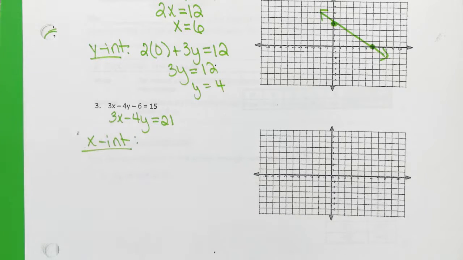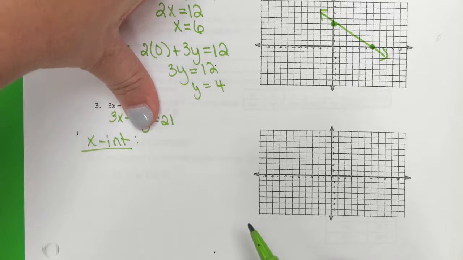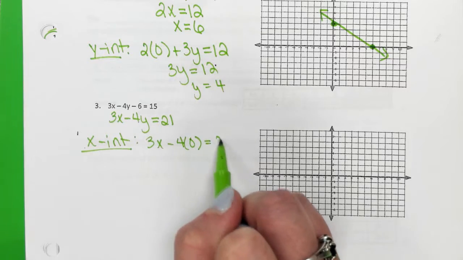All right, here we go. X-intercept. What's the only thing that should be left? The X. So cover up your Y. You got 3x equals 21. 7. See how you can do that in your head?